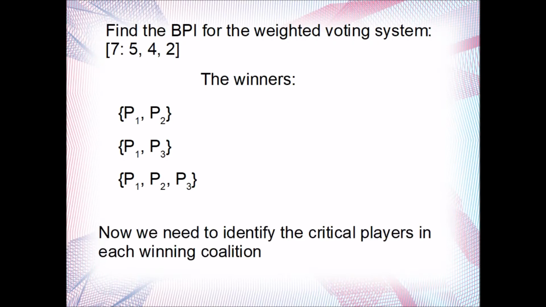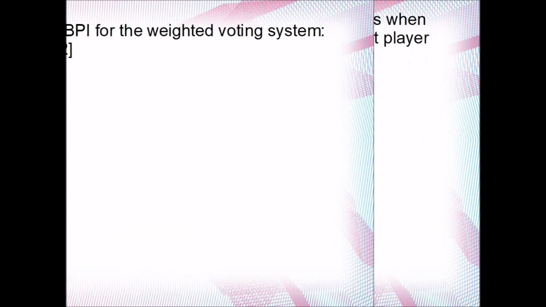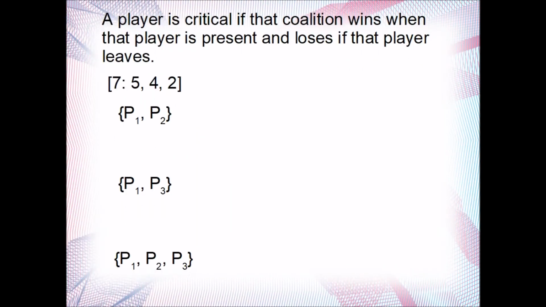The next thing to do is to identify the critical players in each winning coalition. I'm going to do this kind of fast because there is a different video about identifying the critical players. If you're confused by that, go back and check that video out. A player is critical if the coalition wins while that player is present, and loses if that player leaves. I'm going to start with the first one on my list. The coalition involving player 1 and player 2 has weight 9. But if I remove player 1, it now has weight 4.